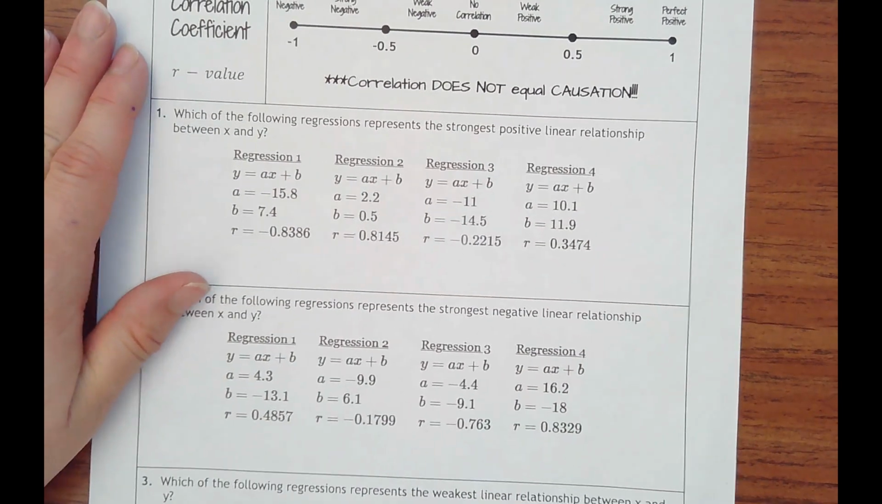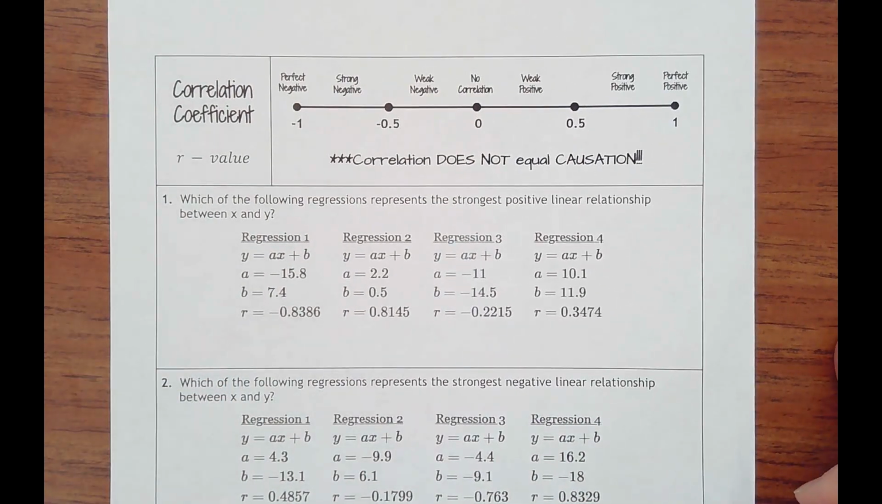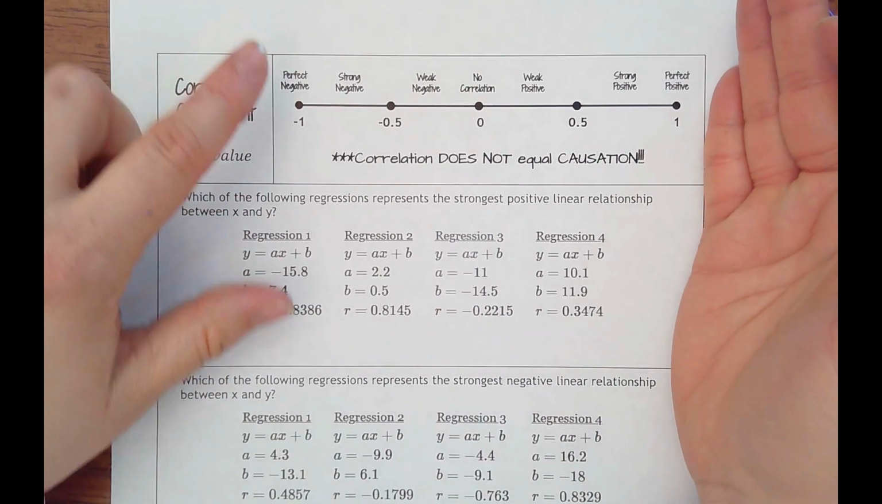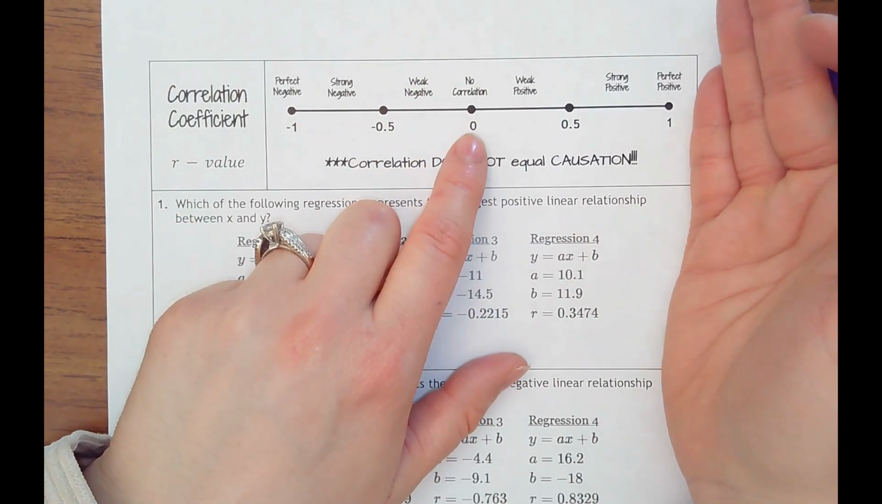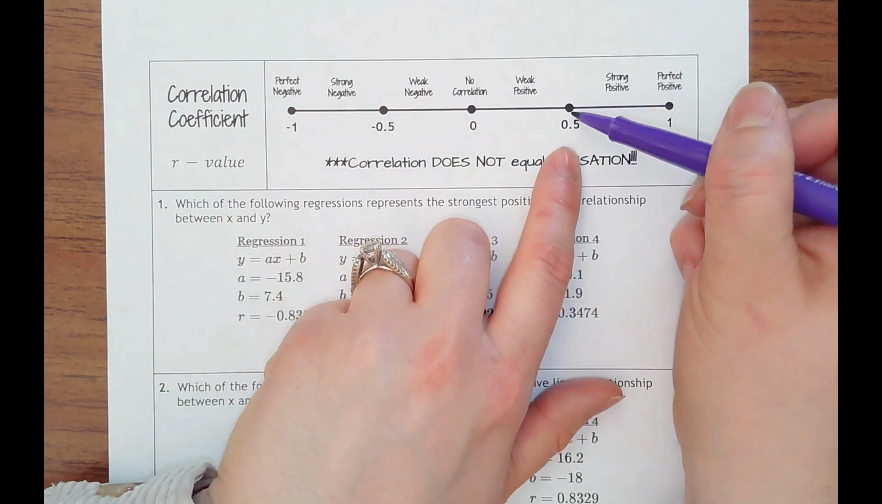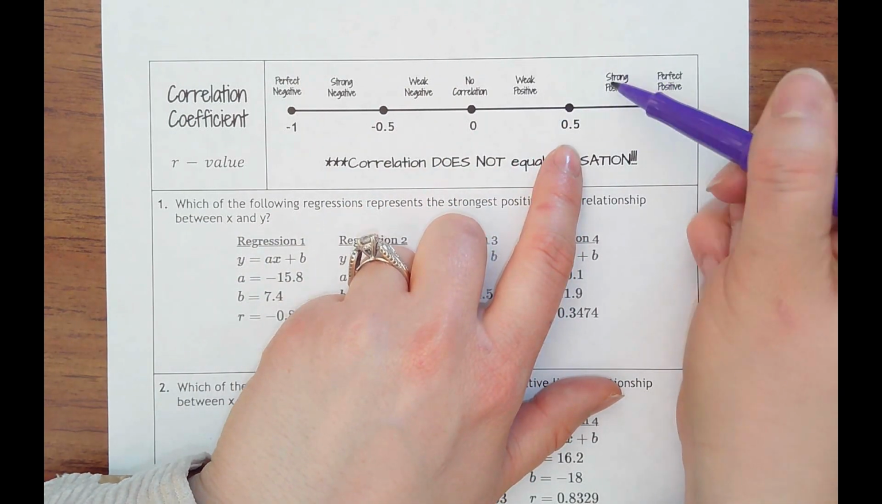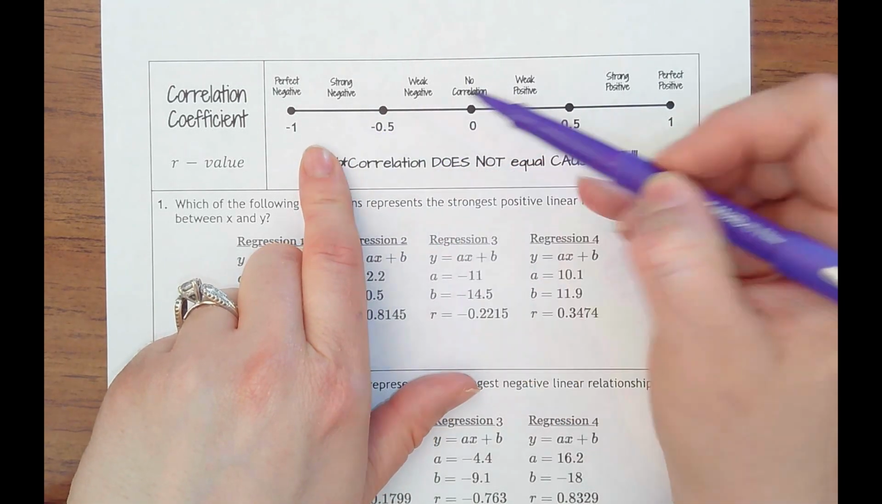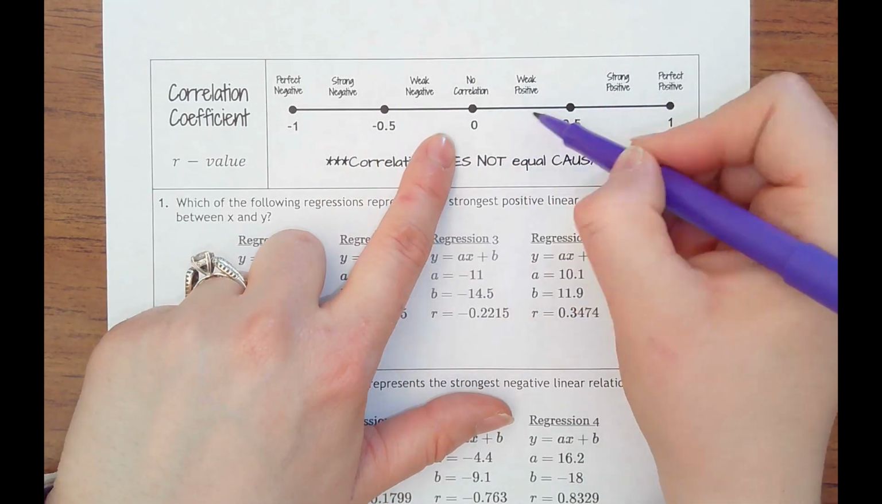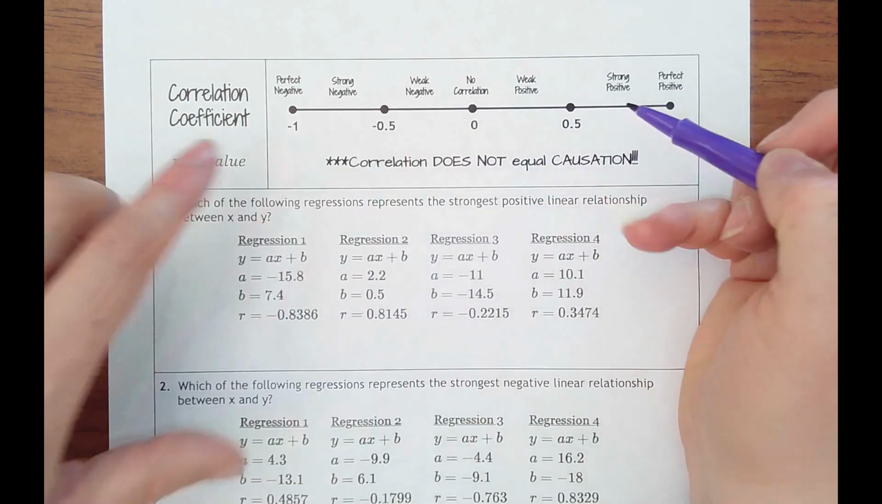Okay, there's another page I want to show you where I thought maybe this would help, kind of a sliding scale here. This is our perfect positive of 1. This is our perfect negative of -1. 0 means there's no correlation, and then if you're more than 1/2, that's strong. If you're less than -0.5, you're strong negative, and then you're weak if you're between 0 and the halves.